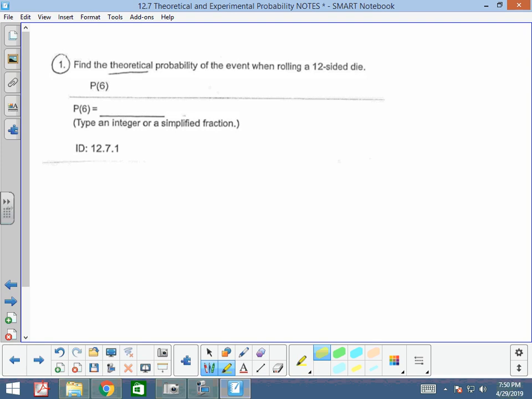Find the theoretical probability of an event when rolling a 12-sided die. So a 12-sided die has 12 sides, and each side is a different number from 1 to 12. We want to know the probability of rolling a 6. Well, on a 12-sided die, there's only one side that has the number 6. So that's 1 out of how many total possible sides? There are 12 possible sides. So this would be 1/12.